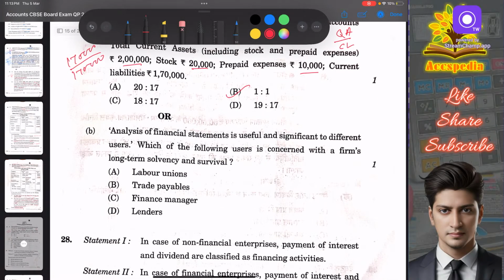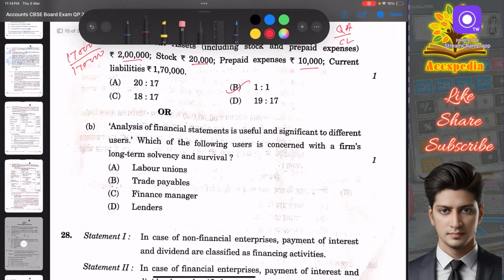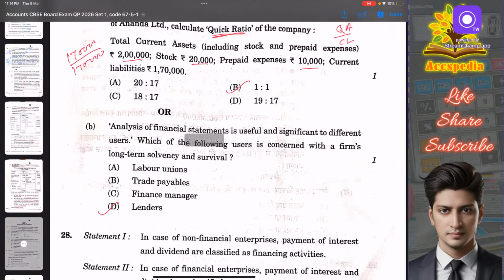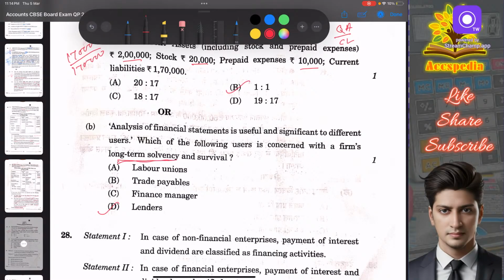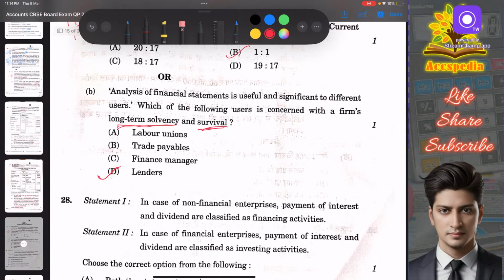Okay, analysis of financial statements is useful and significant to different users. Which of the following users is concerned with the firm's long-term solvency and survival? Long-term solvency, only the lenders will find out. They are going to give loans, so they need to know if the company is capable of paying its long-term liabilities, which is the long-term solvency, and whether it will survive in future, so that they can get their interest and their lent amount repaid. So lenders is the answer.